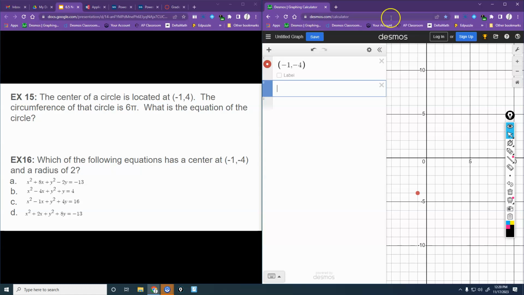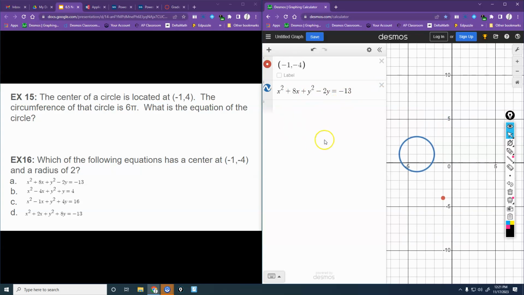So all of those equations right there, you're not going to be able to do it by hand or just by looking at it. Like if they had put these in vertex form, we could tell, right? We could tell the center and the radius, but you cannot tell here. But the good news is, if you type this into Desmos, x squared plus 8x plus y squared minus 2y equals negative 13, it'll graph it for you.